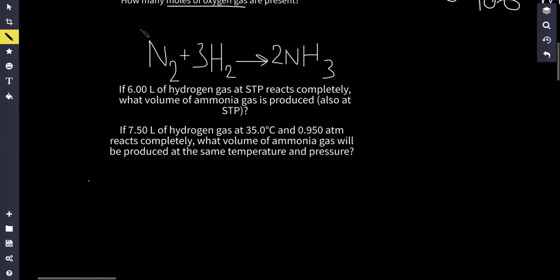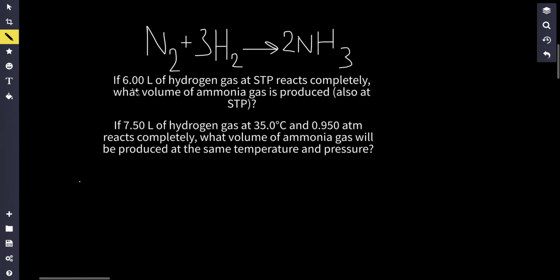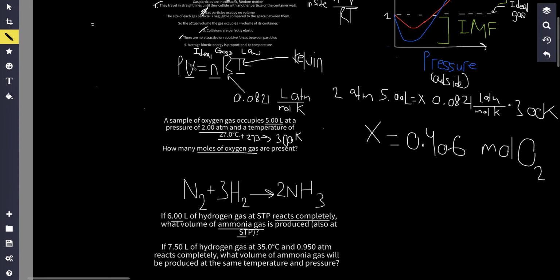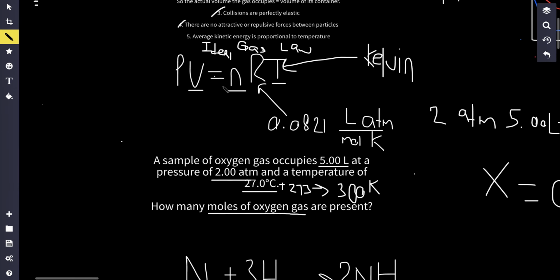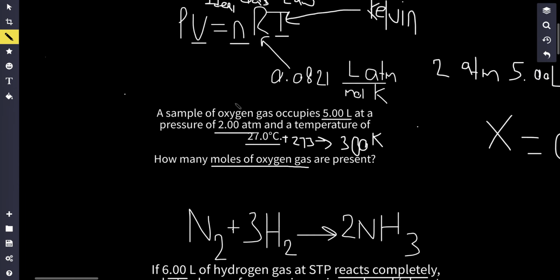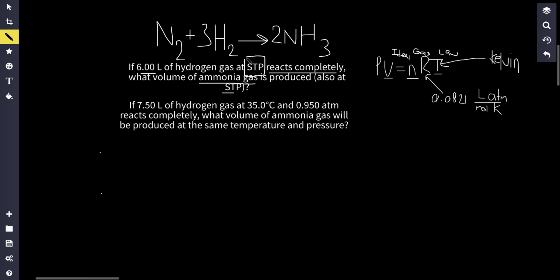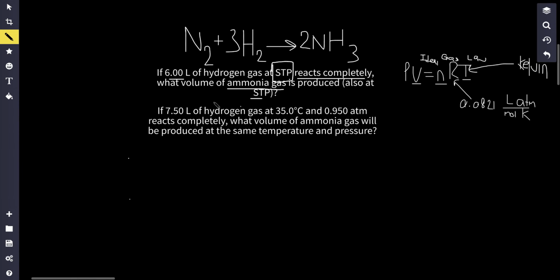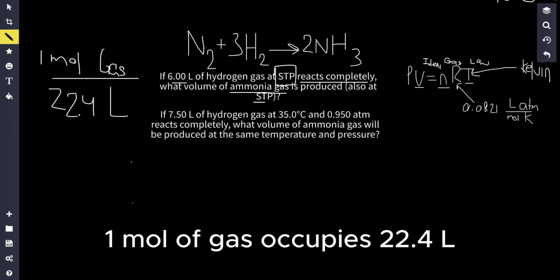Okay. If 6 liters of hydrogen gas at STP for this reaction reacts completely, what volume of ammonia gas is produced? And this is also at STP. The ideal gas law can be combined with stoichiometry. Remember that at STP, you have this following conversion: 1 mole is going to occupy 22.4 liters for your volume.